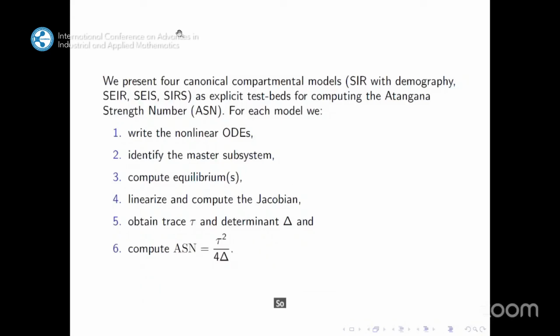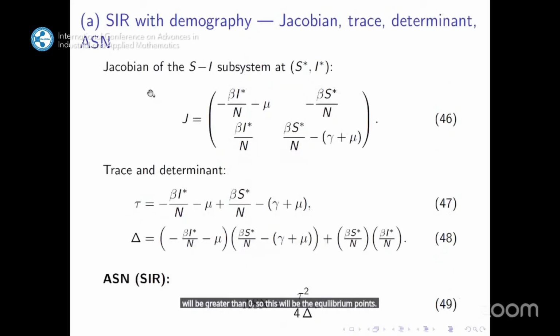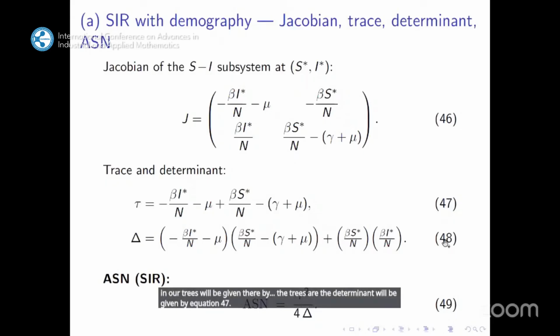So if you have, for instance, a system with demography, you have a model of this form, the same SEIR model. So the master subsystem will be S and I. So the endemic equilibrium point will be where the equilibrium of I is greater than 0. So these will be the equilibrium points. And the Jacobian will be of this form, then our trace will be given there, and the determinant will be given by equations 47 and 48.